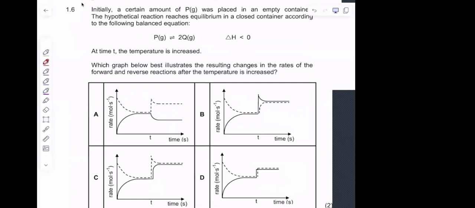Which graph below best illustrates the resulting changes in the rates of the forward and reverse reactions after the temperature of this reaction is increased? So we've got P becoming 2Q, and then what you want to see again is that at time T, the temperature is increased. Which graph below best illustrates the resulting changes in the rates of the forward and reverse reactions after the temperature is increased? Again, if you are new and you've joined us more recently, please just look at the question, take your time to go through it, and then just give A, B, C, or D in the chat as your answer.